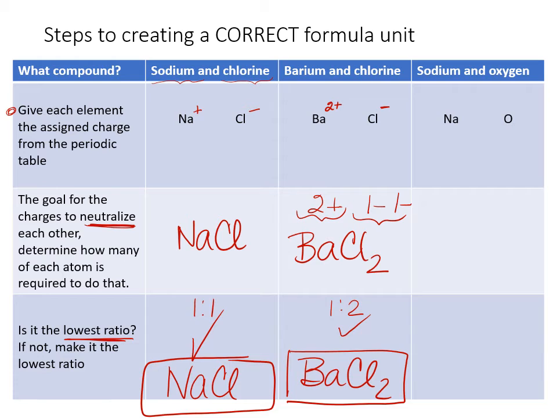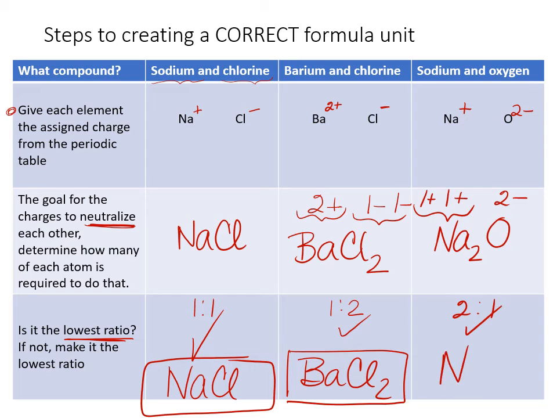Let's go to sodium and oxygen. Sodium is a +1, oxygen is a 2-. What we have is a 1 plus and a 2 minus. Well, that doesn't equal each other, so we need another 1 plus. So we have 2 Na's, that's right here, and 1 oxygen. Is 2 to 1 the lowest ratio? Yes, so Na2O. Let's keep going.